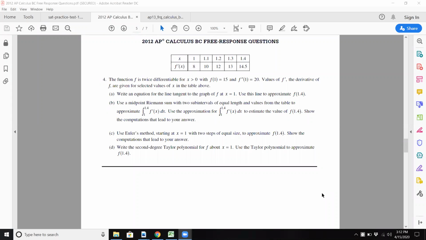So looking at number 4a, that one should be pretty quick. They want you to write an equation of tangent line x equals 1. I mean, that one should be very, very straightforward.